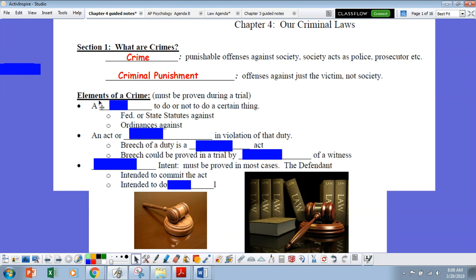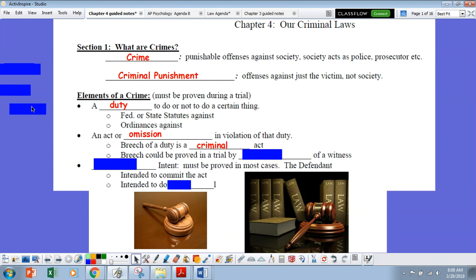And the elements of a crime that would have to be proven during a trial: a duty to do or not to do a certain thing. So the federal and state statutes are going to be written against a certain act, or there may be an ordinance, like a city decree, against a certain act. And that could be things like drug possession or certain violent crimes like robbery and such. An act or an omission in a violation of that duty.